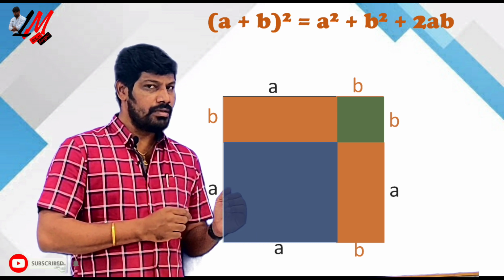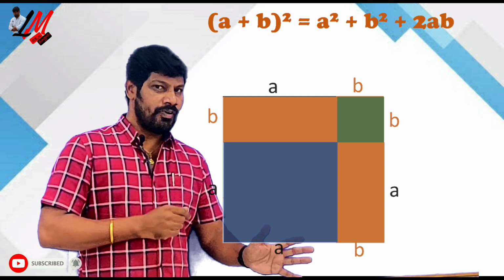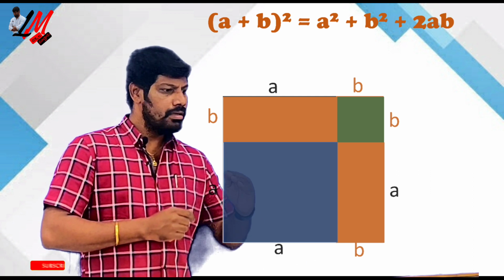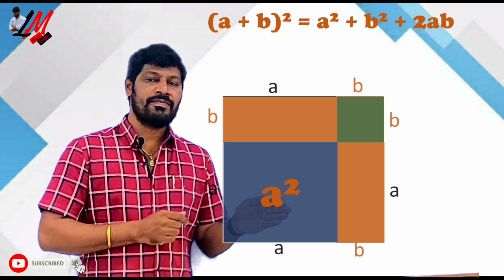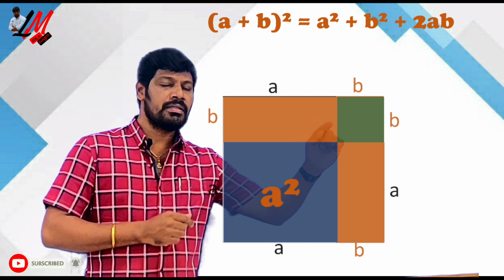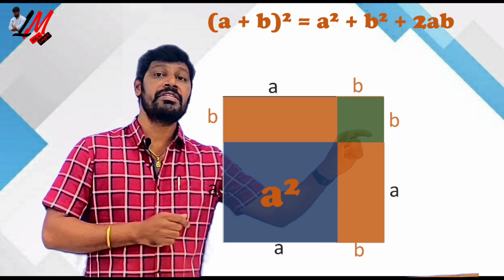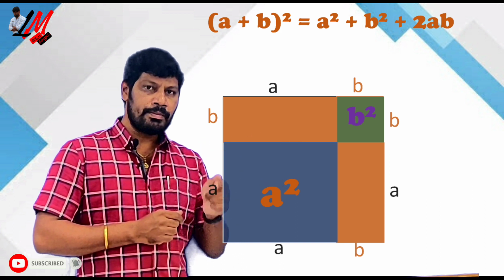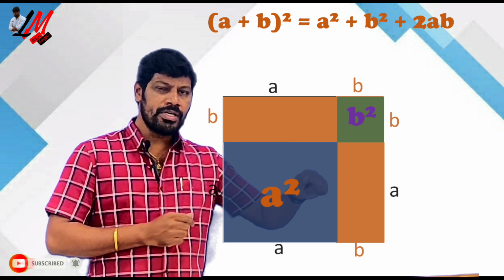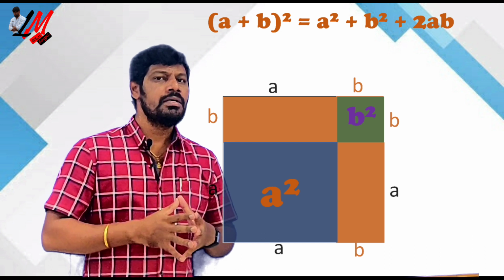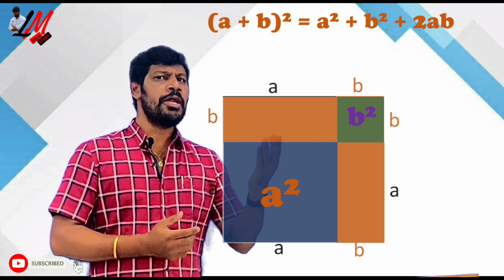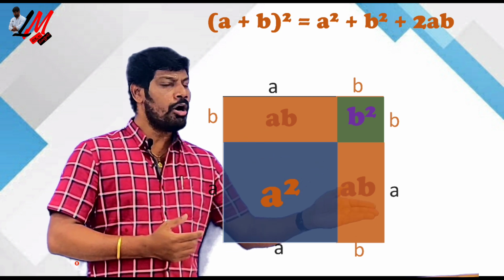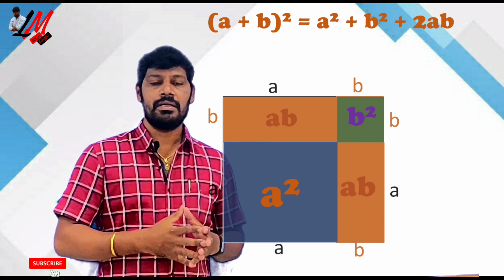Observe carefully. Let me talk about the square first. For this square, the side length is a, so a² is the area of this square. For that small square, the length is b, so b² is the area. Now if you look at these two rectangles, the length is a and the breadth is b. So the area of this rectangle is length into breadth, which is a into b, nothing but ab. The area of that rectangle is also ab.